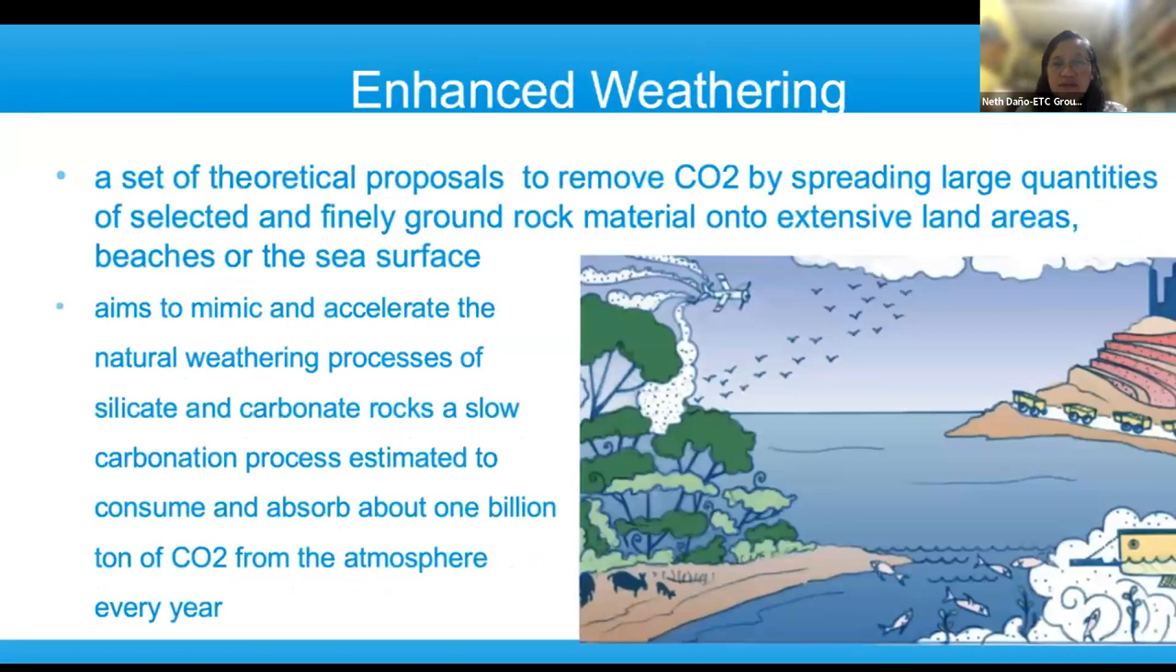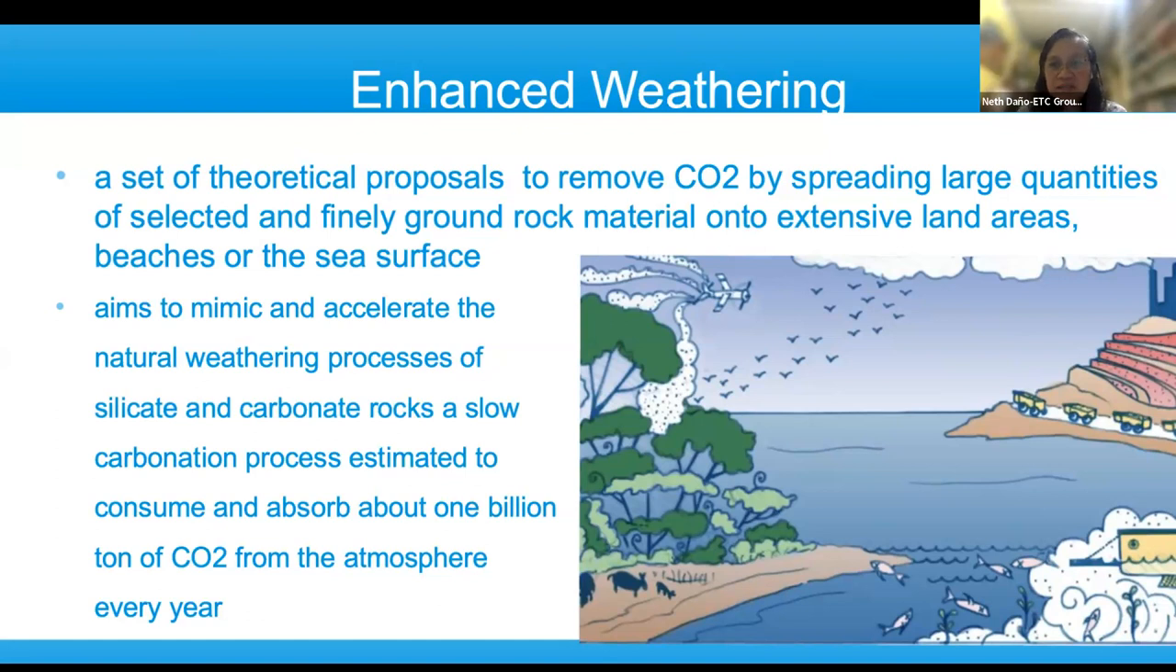First, enhanced weathering. It's very technical, but it actually refers to a set of theoretical proposals. We say theoretical because there's very little to show that it works in a real open environment. Most of those proposals largely involve removing carbon dioxide by spreading large quantities of selected and finely ground rock materials or minerals onto extensive land areas, beaches, or the sea surface. So enhanced weathering could be done on land and also in the marine environment.